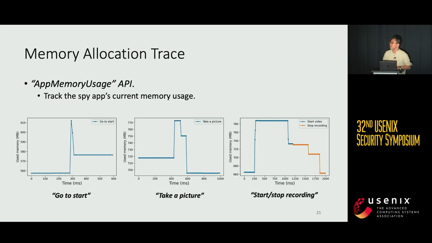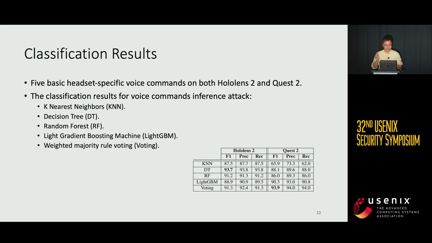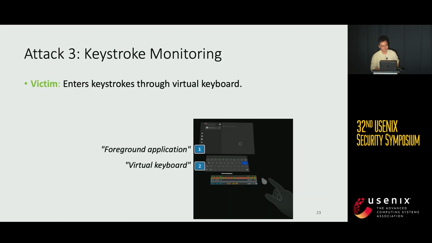Here we use one showcase, which is the memory allocation traces provided by this API, and we find that different voice commands put different memory pressure on the spy application. Similarly, 5 voice commands are provided on 2 devices. We train the same classifier, and we find over 93% accuracy for this attack on 2 devices.